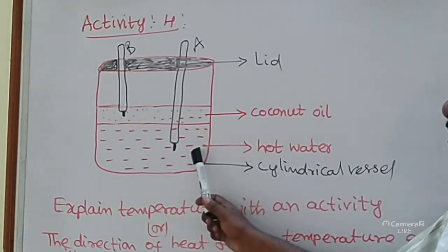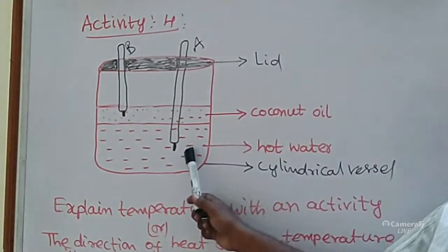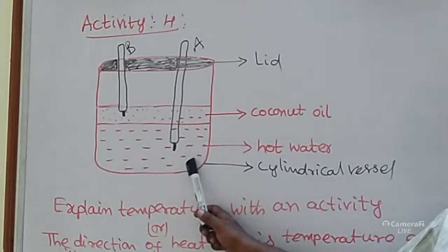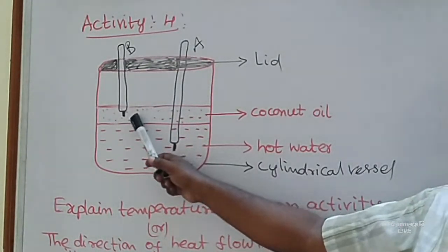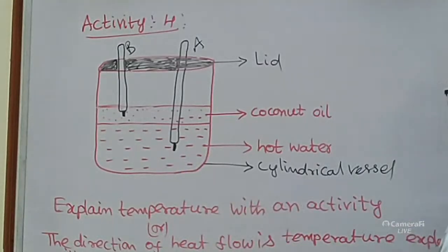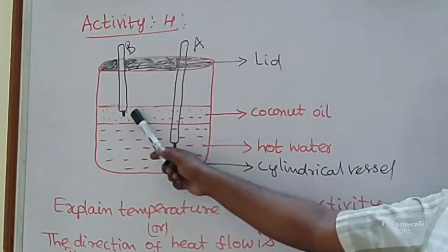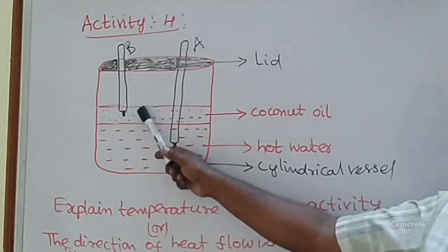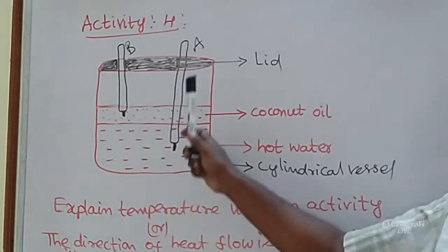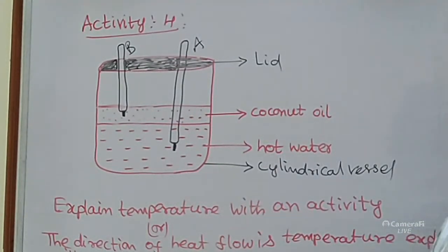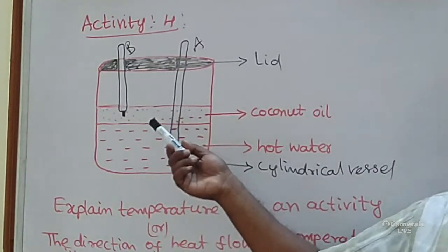First of all, the temperature will increase at thermometer A, that means the water-containing thermometer. Here the temperature is less. Some time after, you can observe the temperature rise here, due to the direction of heat flow. It is called temperature. Why? Heat always flows from a hot body to a cold body, you know very well.